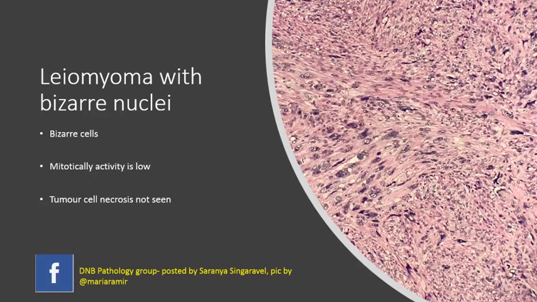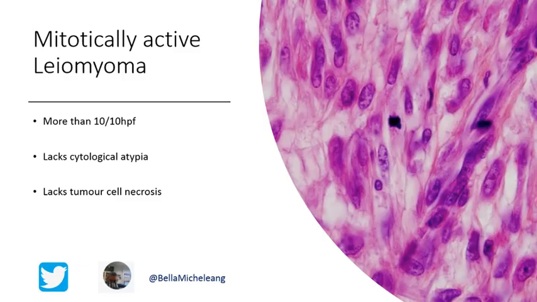In this case, there will be bizarre nuclei. You can see the picture on the right hand side. The nuclei are very bizarre. The cells, in fact, are totally bizarre. Even though the cells are bizarre, the mitotic activity is very low, and tumor cell necrosis is not seen. This was from Facebook, in a DNB pathology group, and I could not find the Twitter handle of that person, so I have posted the whole thing there.